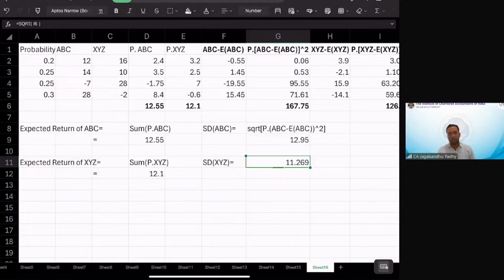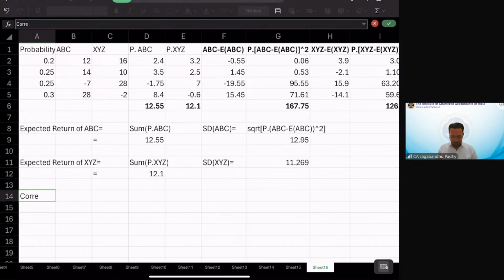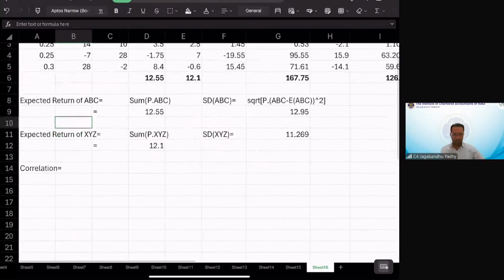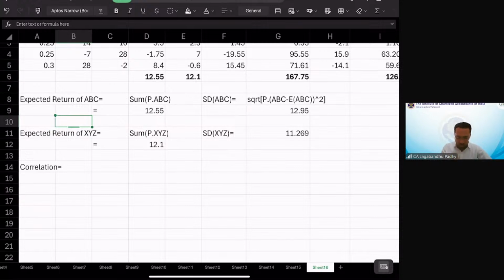Can I simply take the weighted average of the standard deviations for the portfolio? No, we have to compute the correlation. So before we go for portfolio risk, we need to compute the correlation. Now, what is the formula for correlation for this type of probability data? The formula remains the same, which is covariance upon the standard deviation, right? So correlation over here is going to be the same formula.